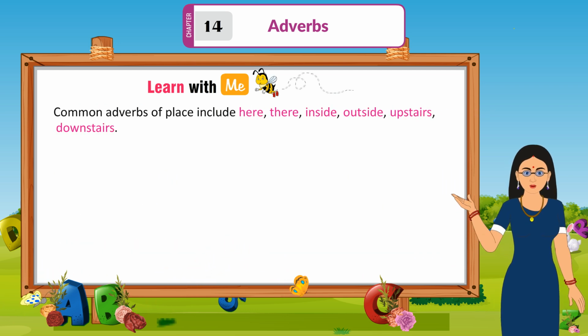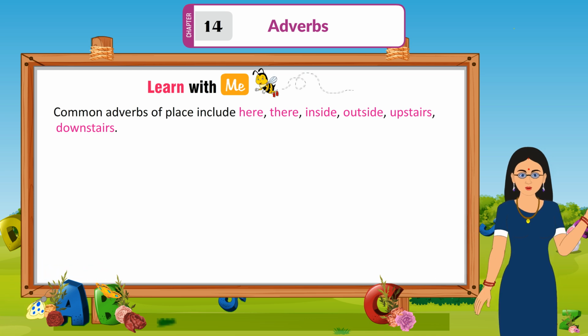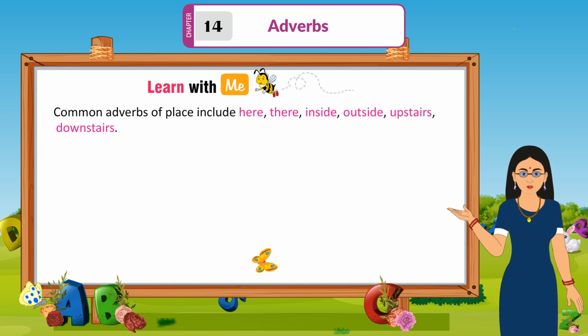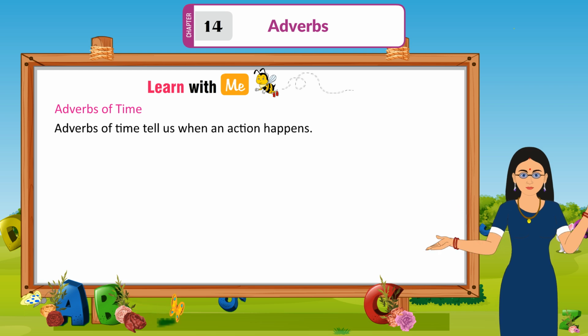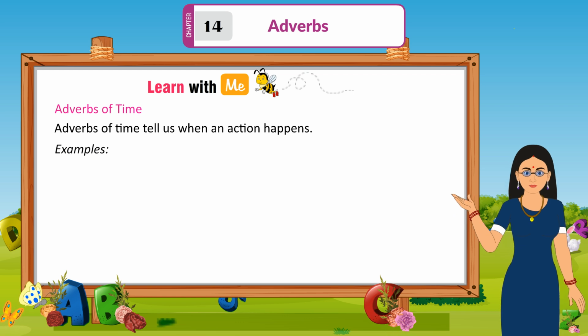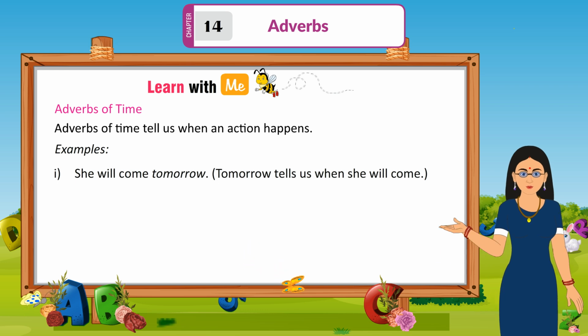Common adverbs of place include here, there, inside, outside, upstairs, downstairs. Learn with me. Adverbs of time. Adverbs of time tell us when an action happened. Examples, she will come tomorrow. Tomorrow tells us when she will come.